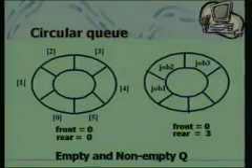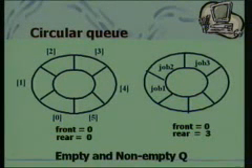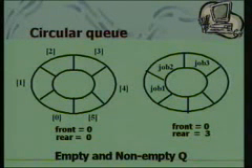Now the best scheme for representing the queue data structure is called a circular array. Think of the array as circular, or let's call it a circular queue. If the rear is pointing to n-1 and the next element has to be inserted, you don't need to shift the elements.